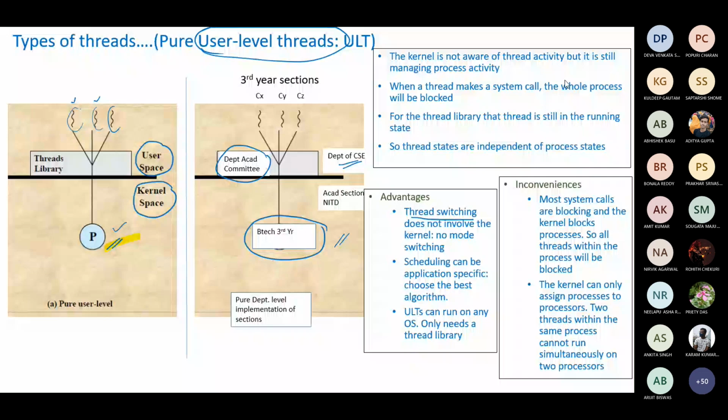Because if one ULT of a particular user level process is getting blocked, the OS knows that this process is blocked, that's all. So it cannot exploit the parallelism to that extent. And here the kernel can only assign processes to processors. So two threads within the same process cannot run simultaneously on two processors. Even though you have got multiple cores, you cannot exploit the advantage.